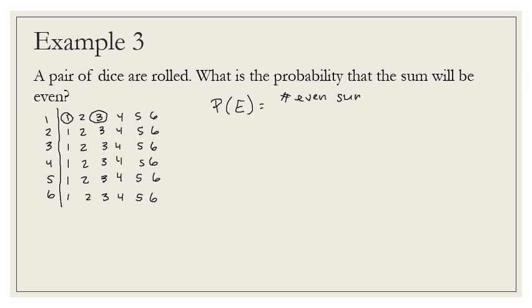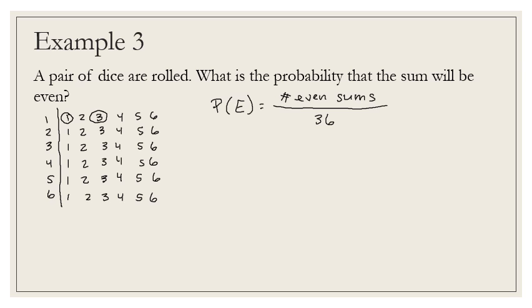So we have to count up the number of even sums, and we have to put it out of the total. So how many total choices do you have here if you roll a dice? So we have 6 times 6, we have 36. So when you're doing a pair of dice problem, it's always going to be out of 36. Okay? So we got to count up.